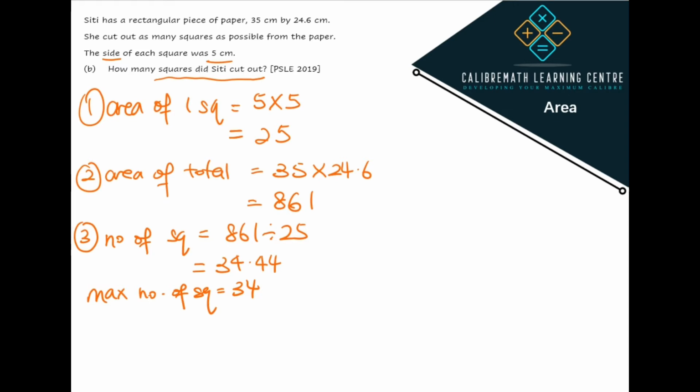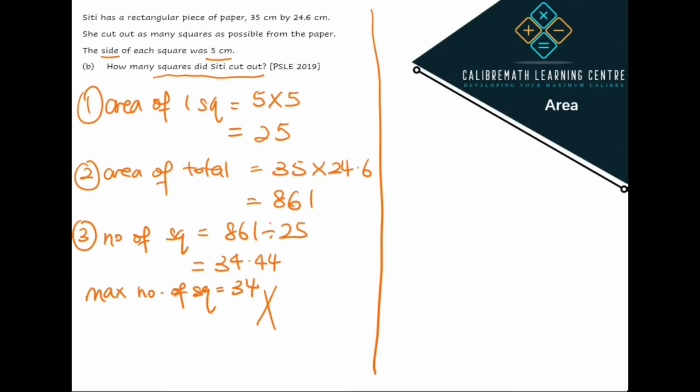And if you are going to do this in the exam, you're going to get the wrong answer. This is not the correct way to solve this, because to explain this question better, I'm going to draw out the rectangular piece of paper so that you can visualize it better. So the length is 35 cm by 24.6 cm.